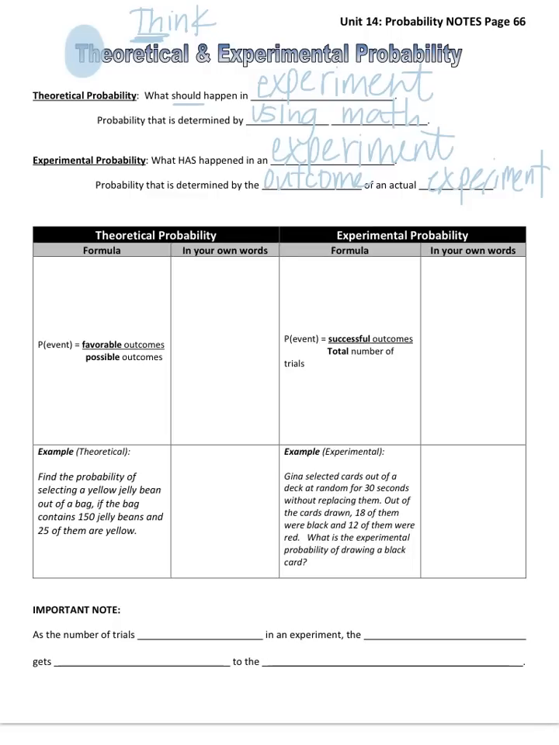Alright, so we have the formula. So favorable outcomes, we'll say what you want, over the total. That's going to be your first step, is to always find the total that you have. Experimental is what happens over the total.